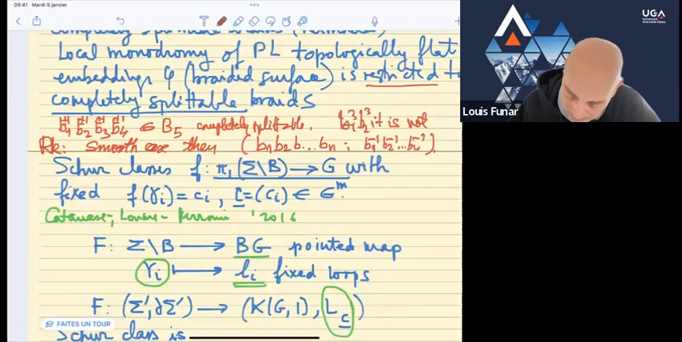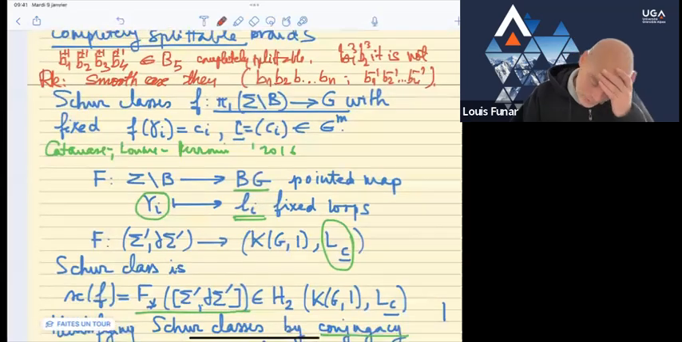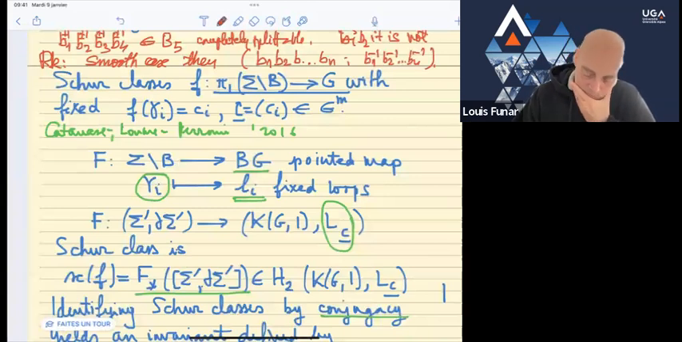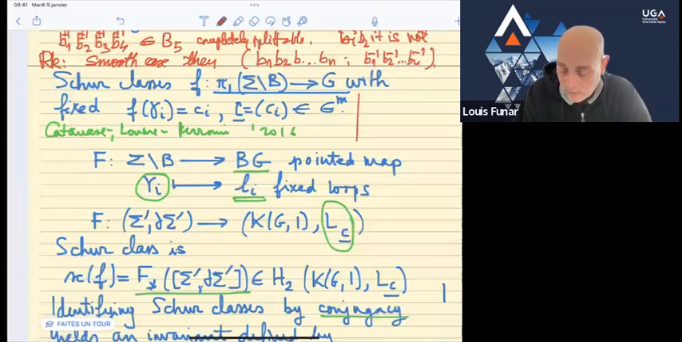Okay, I will say something about how to define Schur classes for the case when you have boundary. Actually, most of this has been done by Catanese, Löhne, and Peroni in a paper of algebraic geometric nature.